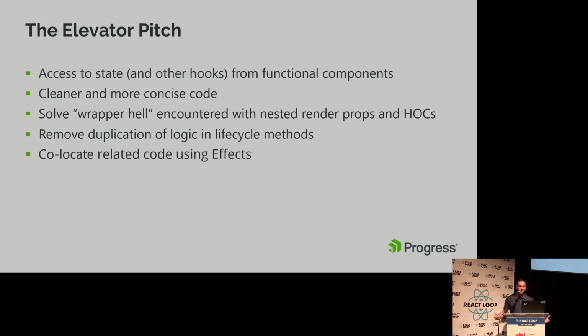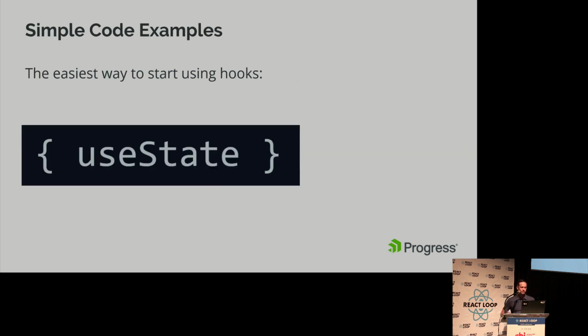Again, if I had an elevator pitch, if I had to just explain really quick, access to state from functional components is the main thing with hooks, although that's just one of the things that you get using useState. Cleaner and more concise code. It can help to solve the wrapper hell encountered with nested render props and higher order components. It'll remove duplication of logic, like I just said in your lifecycle methods, and help you co-locate that code into your effects.